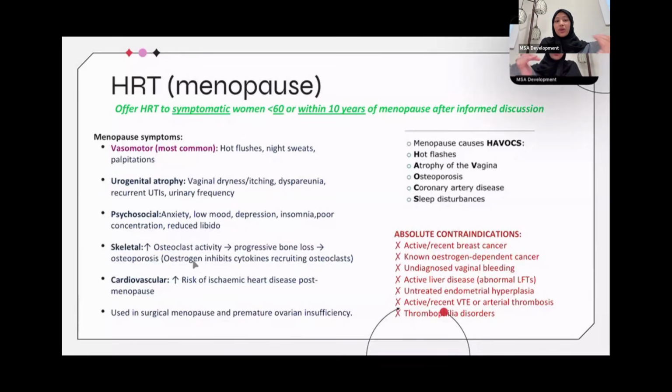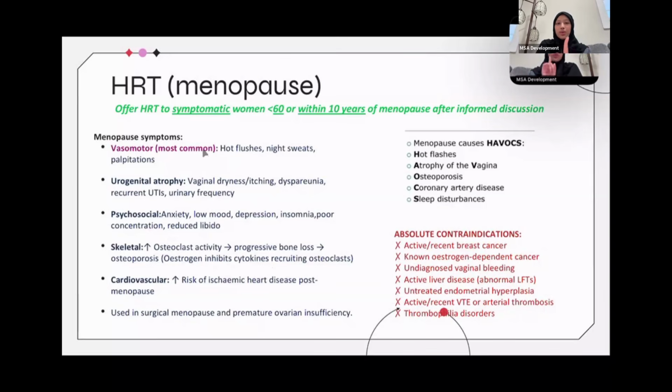You don't need to know again what inhibits what, but just know that estrogen was helpful in bone growth, but having less of it will cause bone loss. Okay. Now, it can be also used. Okay, these are the symptoms.